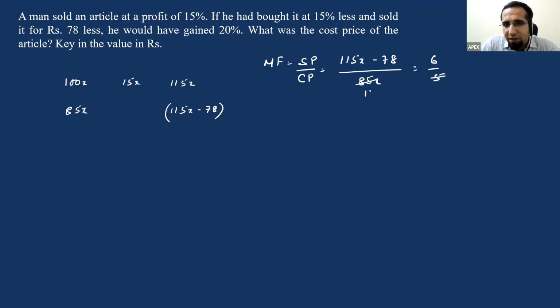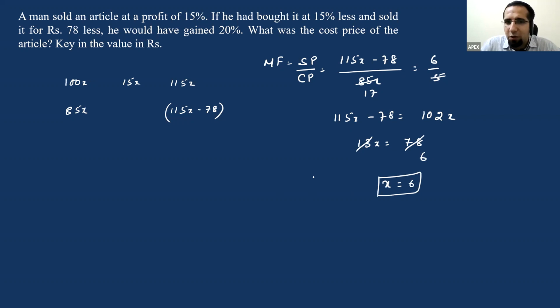5 ones are 5, 17s are... So 115x minus 78 is equal to 6 sevens are 42, 2 I carry 4, that is 102x. So eventually, what do we have, guys? We have 13x is equal to 78. 13 sixes are 78. We get the value of x is equal to 6.